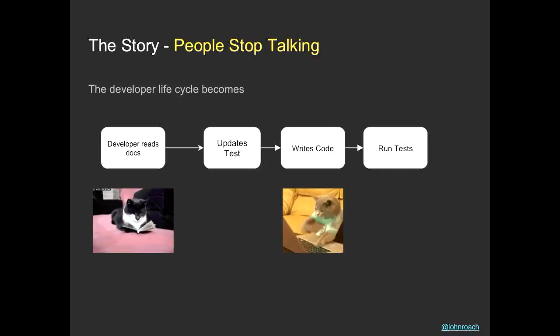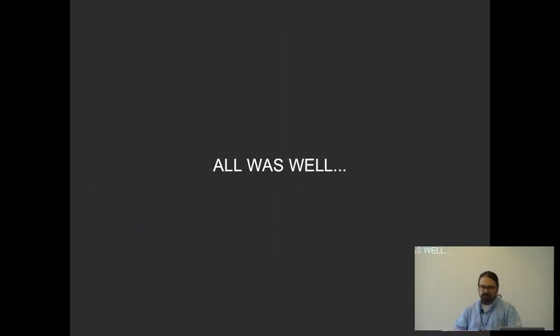So the developer life cycle looked like something like this. When a new developer came in, they sat down, read some docs on how to develop their respective API for their team. If they're on the Zoo API team, they'll be working on the Zoo API, and they'll read Zoo API documentation. And then they'll update the test if they're doing TDD. Sometimes that's reversed, but it happens. So they first update the test, they write the code, and they run the tests. So all was well.